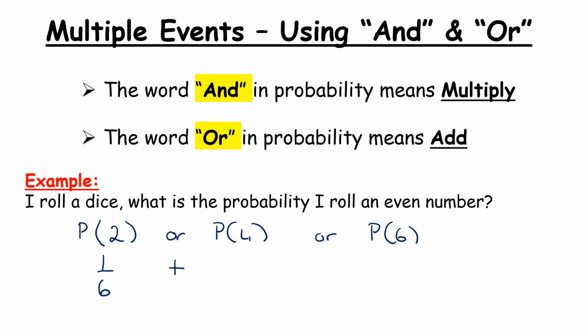Or, plus a 4, which again is a 1 in 6 chance, or, plus a 1 in 6 chance of getting a 6. They are all over 6, so I have 1 6 plus 1 6 plus 1 6. That gives me 3 over 6, which simplifies to a half. So we get the exact same answer as if I were working on this question as even numbers over the total number of numbers, but we've broken it down using our OR statement.